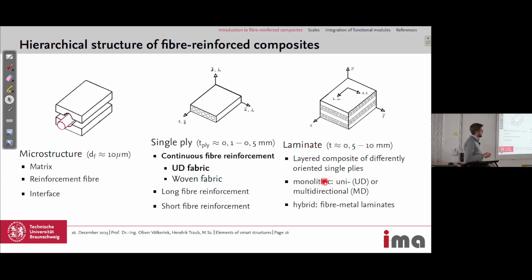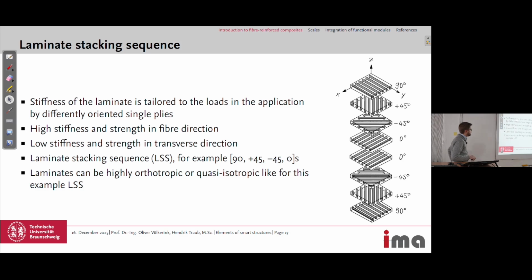for monolithic materials, we can distinguish between unidirectional and multidirectional materials. Unidirectional: all plies have fiber orientation in the same direction. Multidirectional, for example, like here, 0 and 90 degrees. And then we can also distinguish hybrids, fiber metal laminates like GLARE. For the laminate, we can then have a look at the laminate stacking sequence.